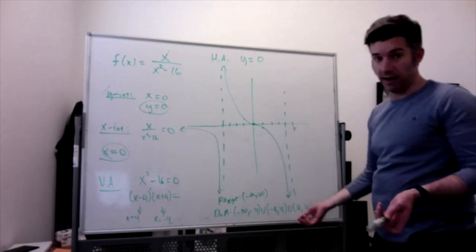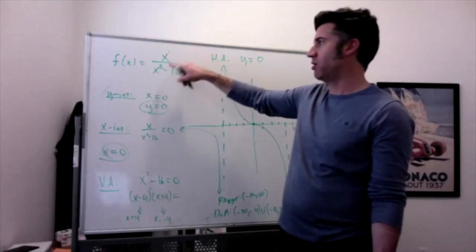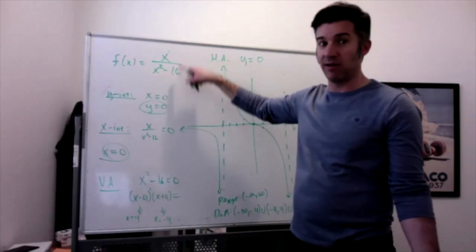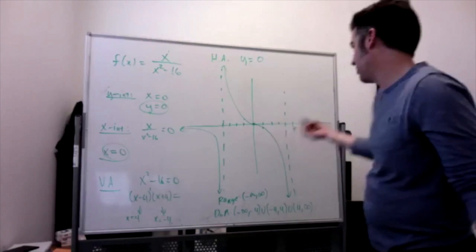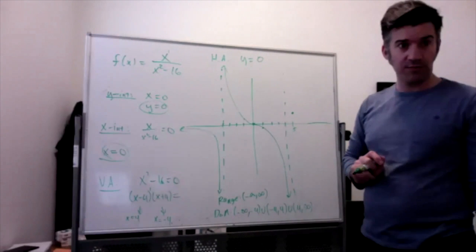I plugged in 5, and I got a positive number, right? I plugged in 5, you get 5 over 25 minus 16, which is 9. You get 5 over 9, so it's about 1/2. But I really don't care, I'm just plotting a point. So I got that point right there, right?